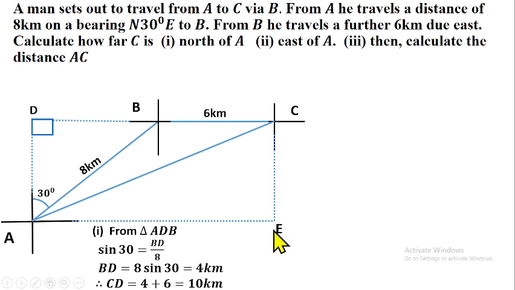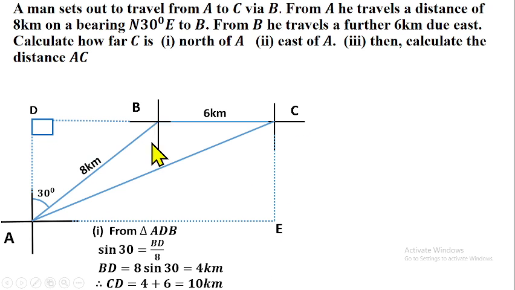So I'm looking for CE. That's the distance of C from what, east of what? A. Because any point here is the east of A. So how can we do that? It's very simple as well. See, this is a rectangle. Consider it's a rectangle. So that means this side should be equal to this side. So if I can find my AD here, that should be equal to my CE as well.